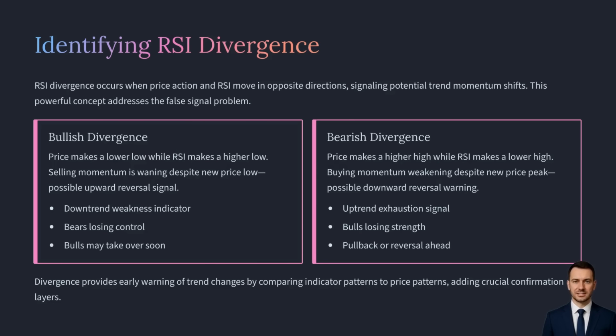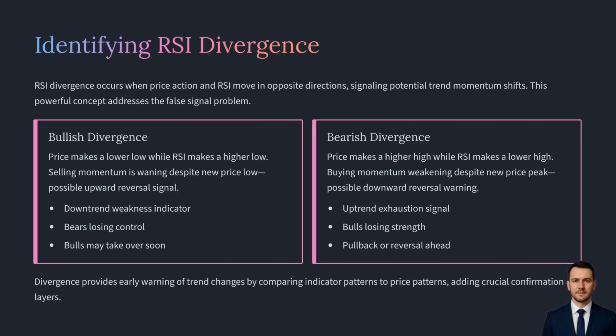RSI divergence is a powerful concept for more accurate entries. Divergence occurs when price action and the RSI indicator move in opposite directions, signaling a potential shift in trend momentum. There are two main types of regular divergence.